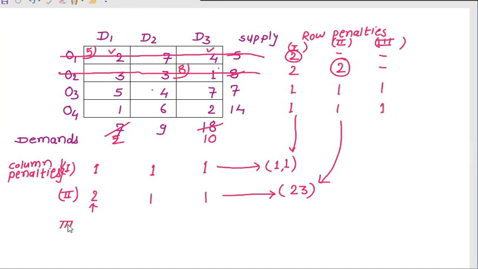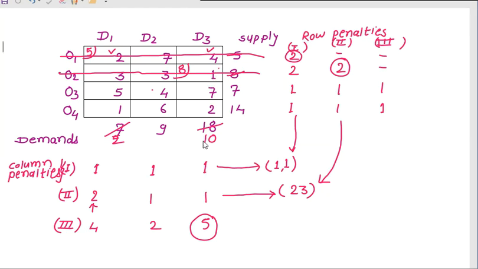For columns, what are the penalties? First column, difference between the lowest and second lowest, 5 minus 1 is 4, 6 minus 4 is 2, 7 minus 2 is 5. So 5 is the largest penalty. We allocate in this column because the third column has the largest penalty.